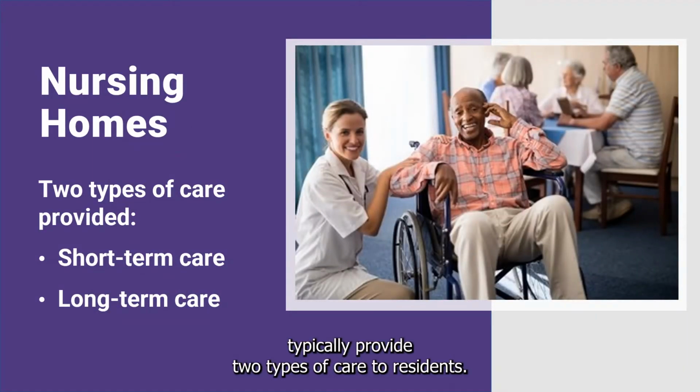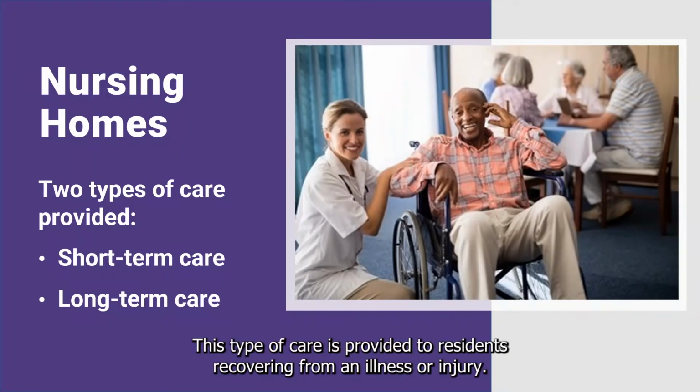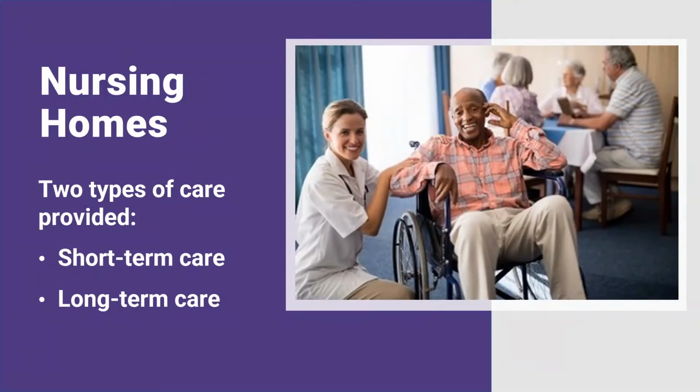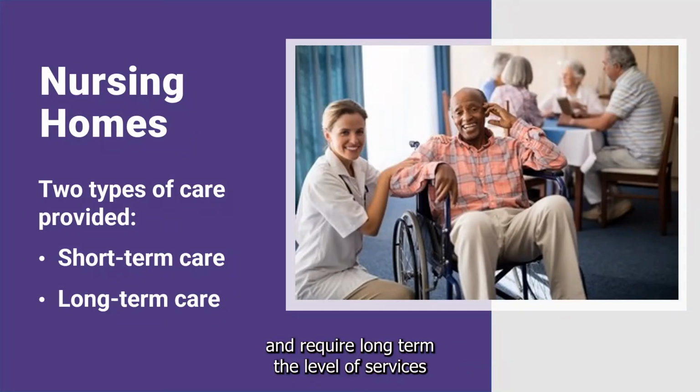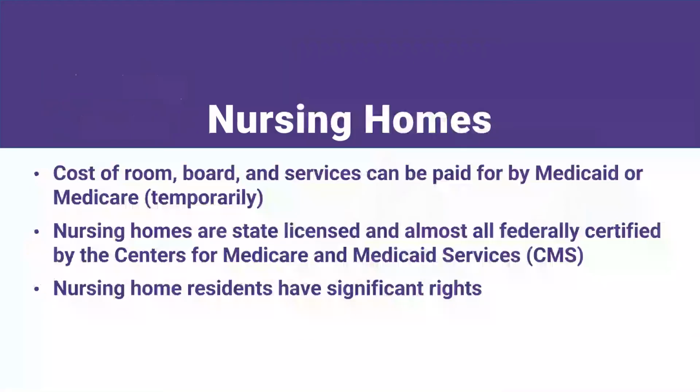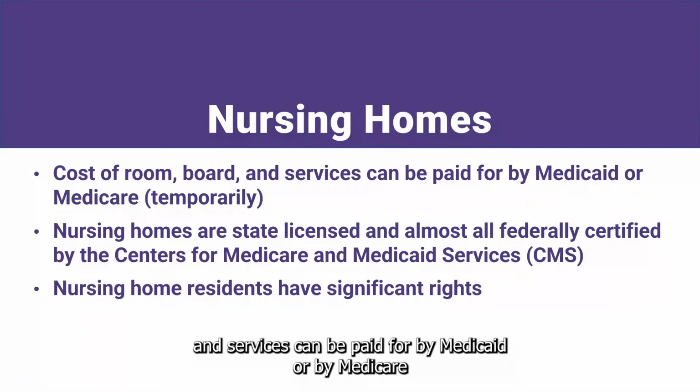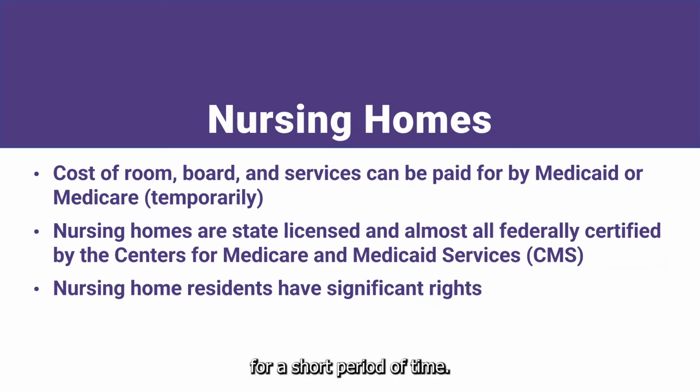Nursing homes typically provide two types of care to residents. Short-term care. This type of care is provided to residents recovering from an illness or injury. An example is inpatient hospitalization. And long-term care. This type of care is provided to residents who are chronically ill or disabled and require the level of services provided by a nursing home. Room and board costs and services can be paid for by Medicaid or by Medicare for a short period of time.